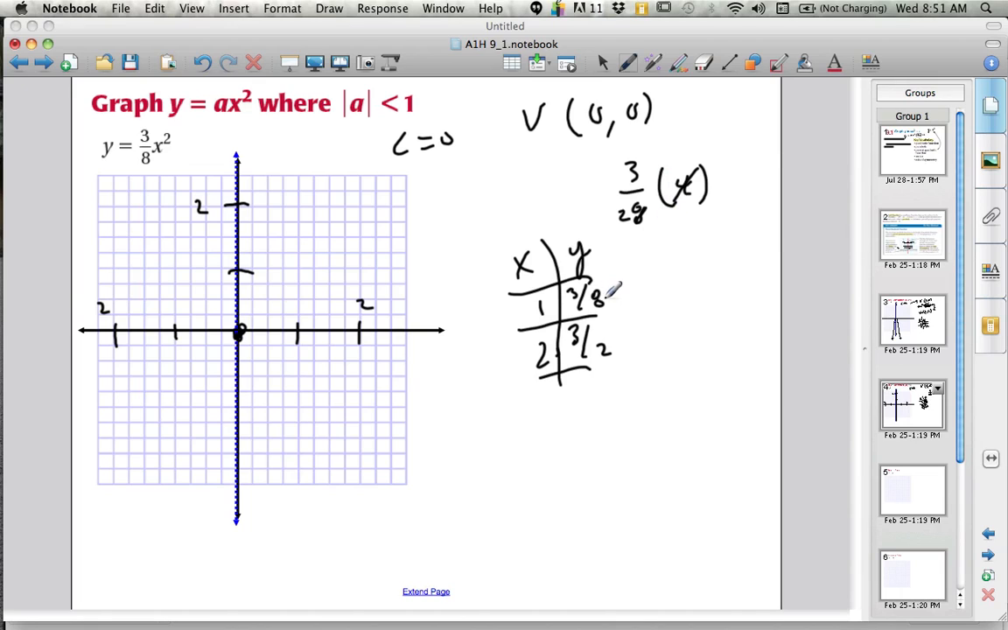easier, right? So 3/8 is almost a half, right? There's a half right about here. So at 1, I would be at 3/8, a little less than a half. I'm sorry, this is 1 over here.